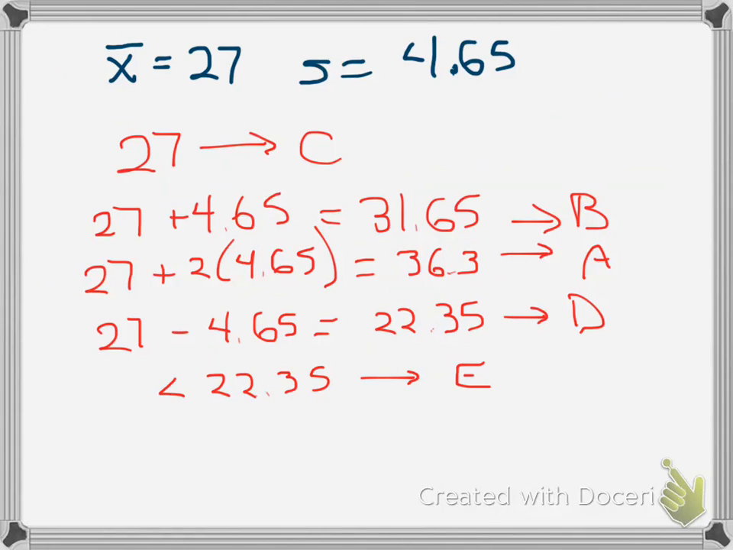So again, 27 up to about 31 would be a C, 31.65 up to about 36 would be a B, and then anything 36.3 and higher would be an A.